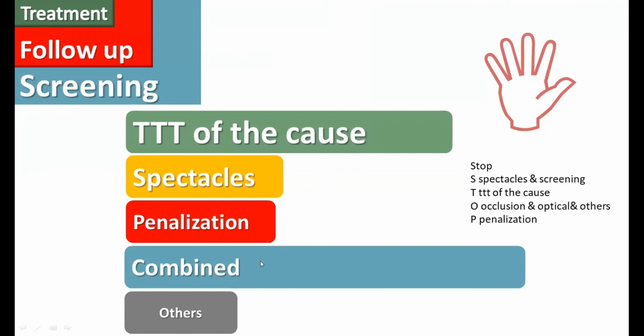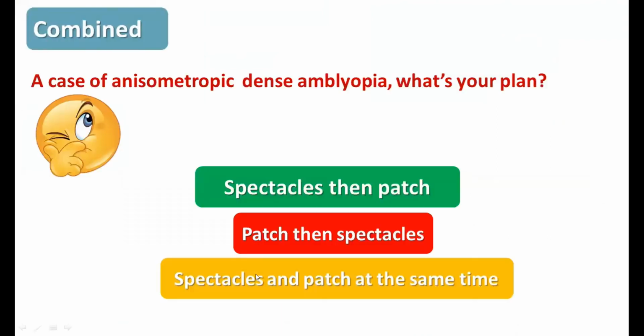So again, next is the combined line of treatments. Suppose you have an isometropic dense amblyopia. What is your order? I think we mentioned it. We prescribe spectacles first, because according to the amblyopia treatment studies, spectacles alone can correct the amblyopia. But if there is no improvement or no resolution, you have to add a patch. So the correct answer here is spectacles, then patch, provided that the patient was not wearing spectacles before.